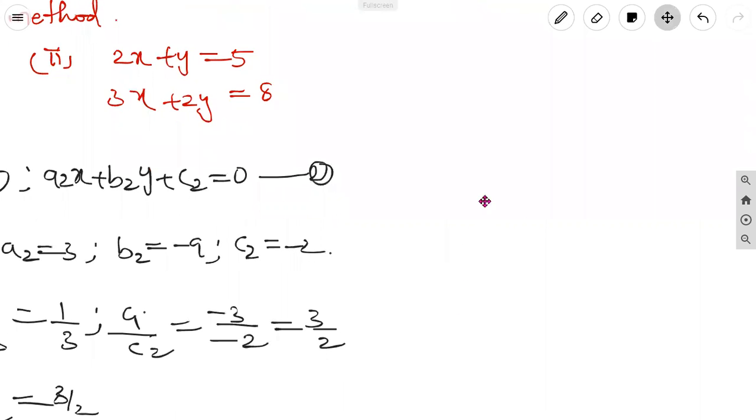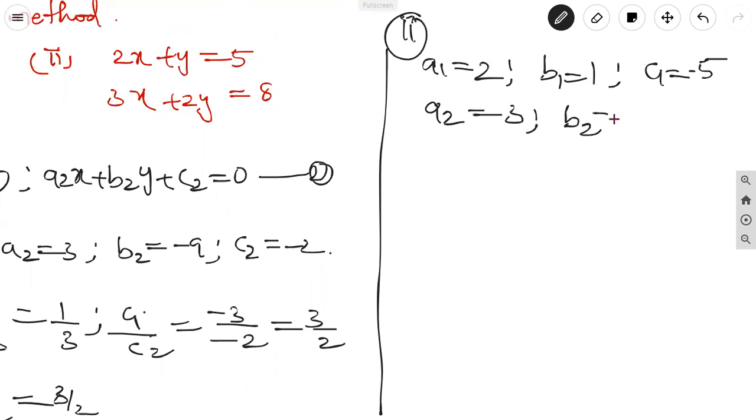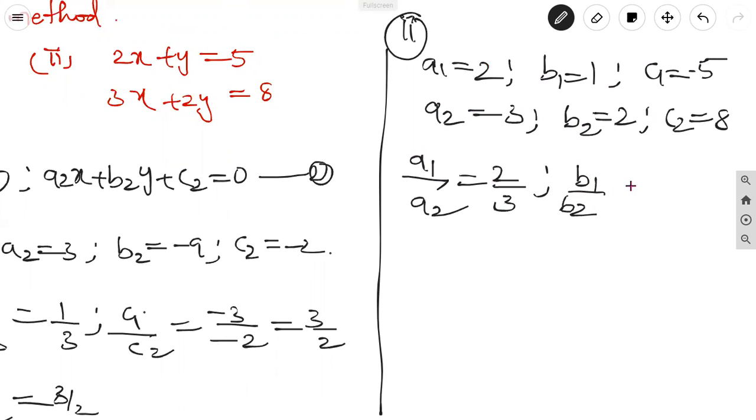The second one. Again, we compare with the general form of the equations. A1 equal to 2, B1 equal to 1, C1 equal to minus 5, A2 equal to 3, B2 equal to 2, C2 equal to 8. Here A1 by A2 equal to 2 by 3, B1 by B2 equal to 1 by 2, C1 by C2 equal to 5 by 8.